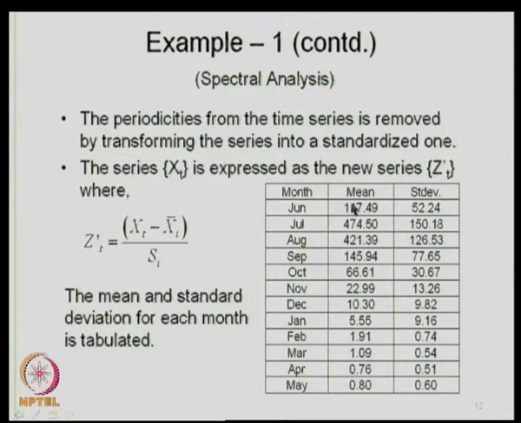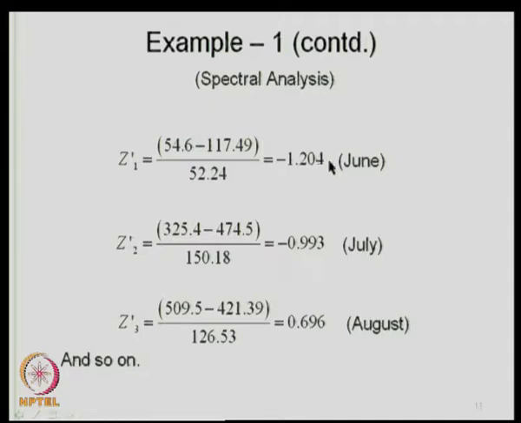For the first value, you deduct the mean of the June month and divide by the standard deviation 52.24, and so on for this month June. Similarly, 2 you take the July month, 3 you take the August month and so on, 13 again you take June month, 14 July month and so on. Like this you formulate the z dash series. This is called the standardized series. This is one way of standardizing, where you deduct the mean and divide by the standard deviation.